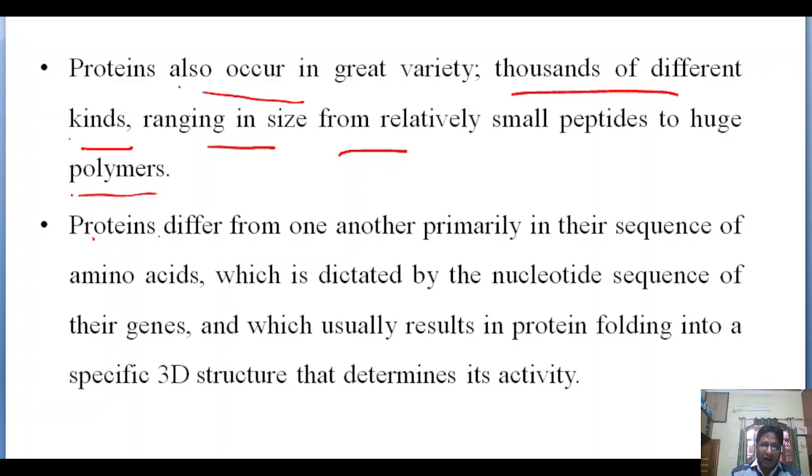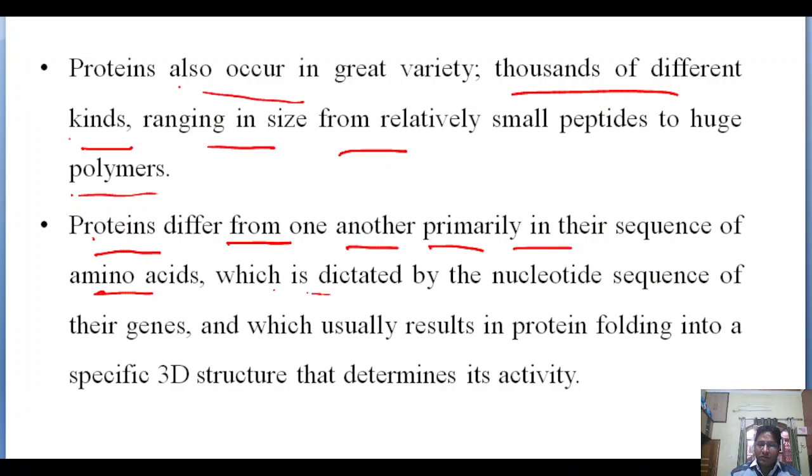These proteins perform different functions, so they also differ in their sequence. We have to remember that proteins are made up of 20 major common types of amino acids. Amino acids are combined in a sequence, and this sequence determines their structure.